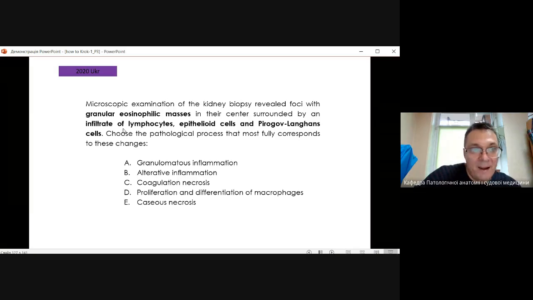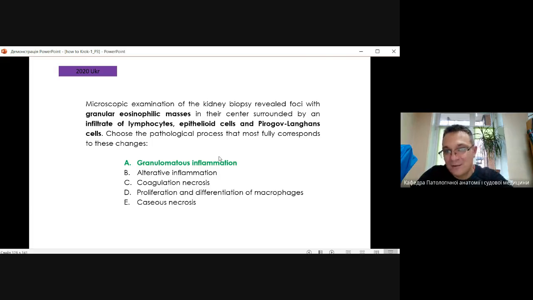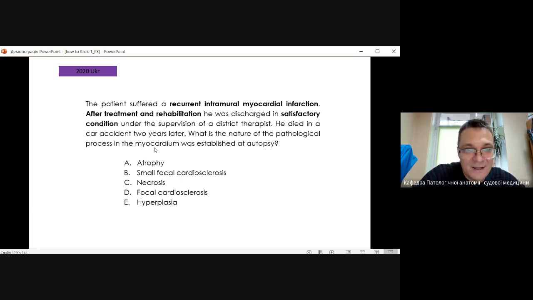Next question. Microscopic examination of the kidney biopsy revealed foci with granular eosinophilic masses in the center, surrounded by infiltrated lymphocytes. See, all good keywords: granular masses, necrosis, lymphocytes, pyroglobular cells. That's for sure granulomatous inflammation. Well done. Next one. We are really close, getting closer to the end.